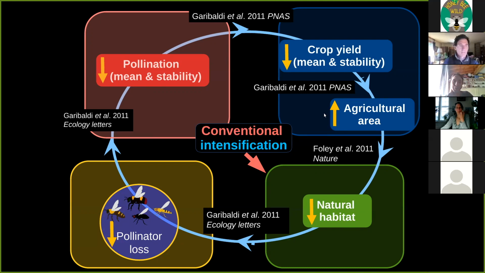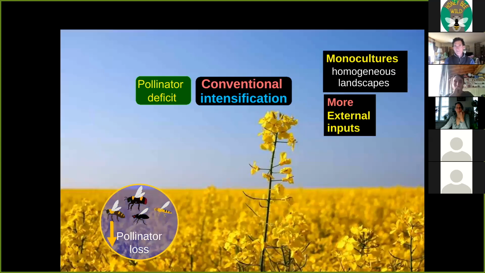Great. So you have a negative cycle in which you have less natural habitats, less diversity of pollinators, less pollination, reduced crop yield, and then you need to compensate again with more agricultural area. So this negative cycle is based on the huge pollinator deficit that we have found, that I showed you at the beginning of my talk, that 24% of potential increase in crop yield.